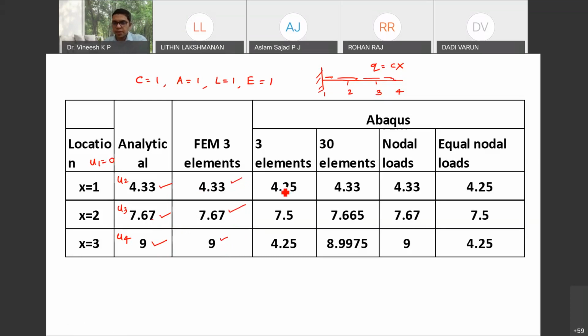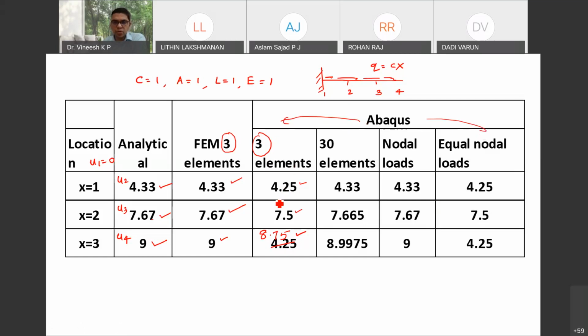Then we did the same problem in Abaqus. We got 4.25 at node 2, 7.5 at node 3, and sorry, it is actually 8.75 at node 4. This is the result from the last class. In the FEM formulation we took 3 elements, and in Abaqus we also discretized into 3 elements. This is the result from Abaqus.